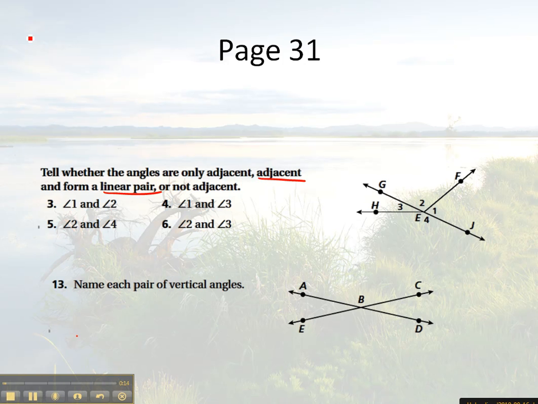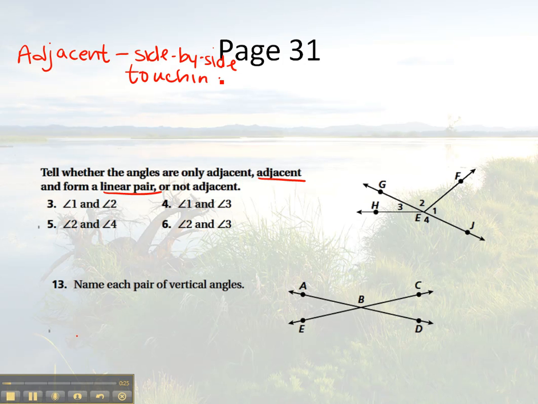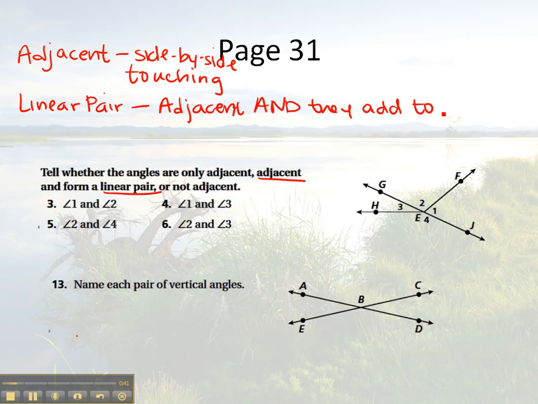So adjacent means side by side or touching. Okay, linear pair also means that they're side by side or adjacent, and they add to 180 degrees, which is also just basically that they make a line.